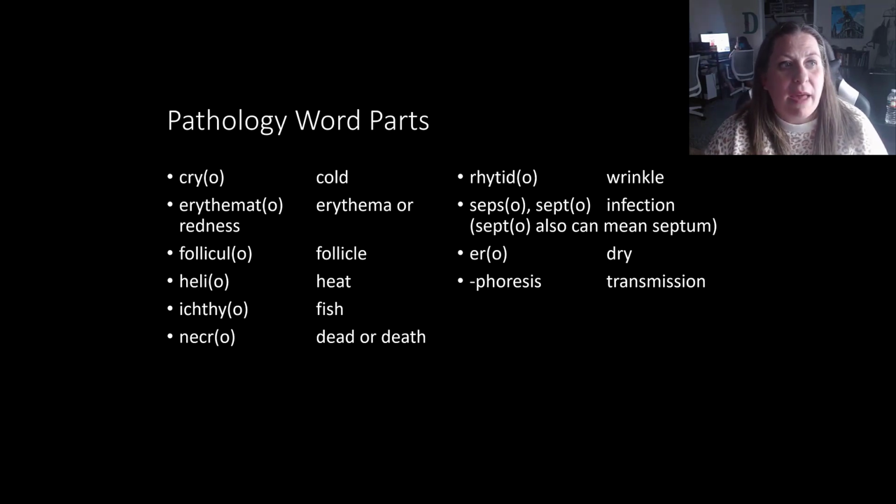The next one we're looking at are pathology word parts that can be used in this particular chapter. So you have cryo, which is cold, erythemato, which is erythra or redness, folliculo, which is a follicle, helio, which is heat, ichthyo, which is fish, necro, which is dead or death, rhytido, which is wrinkle, septo, this is infection. We also have xero, which is dry, and phoresis, which is transmission. So these are some of the pathology word parts that could be used here in the integumentary system.